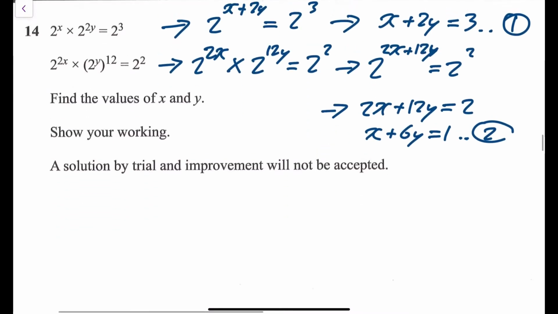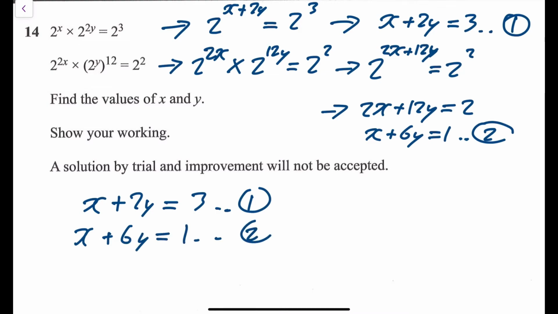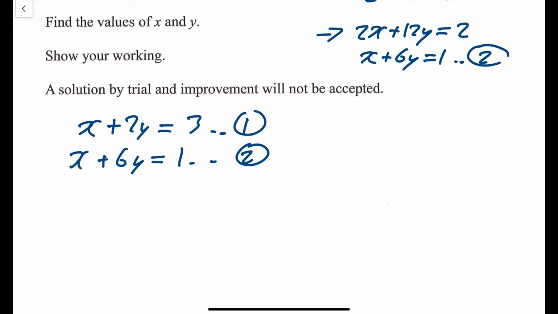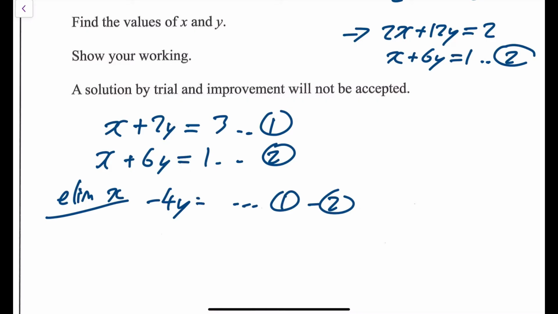Okay, and then we'll just work with them. x plus 2y is equal to 3 is equation 1. x plus 6y is equal to 1. That's my equation 2. And then what do we do? We want to eliminate the x. And I would always write that down, just say eliminate x. And I'm going to do that because the signs of the x's are the same and the same number of them. So we can just subtract. I'm just going to do equation 1 minus equation 2. x minus x is 0. 2y minus 6y is minus 4y. 3 minus 1 is 2.